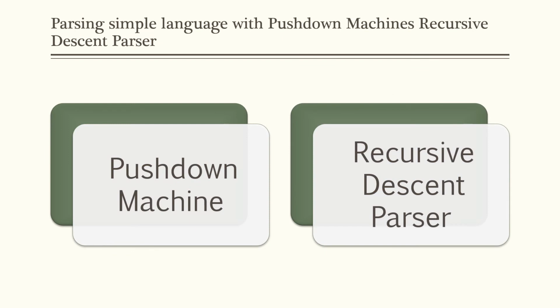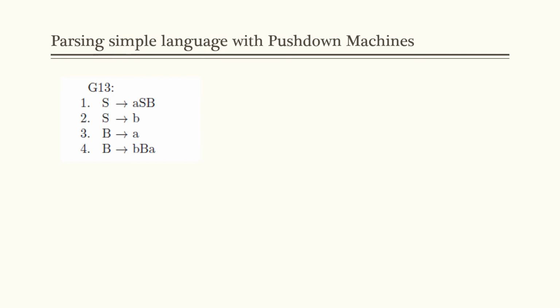Okay, now we look into how we want to parse this simple grammar. We can parse this simple grammar language with a pushdown machine and also with a recursive descent parser. There are two ways. First, we want to look into how to parse a simple language with a pushdown machine. Given the grammar G13, we have 4 rules there. We want to use a pushdown machine to parse this simple language.